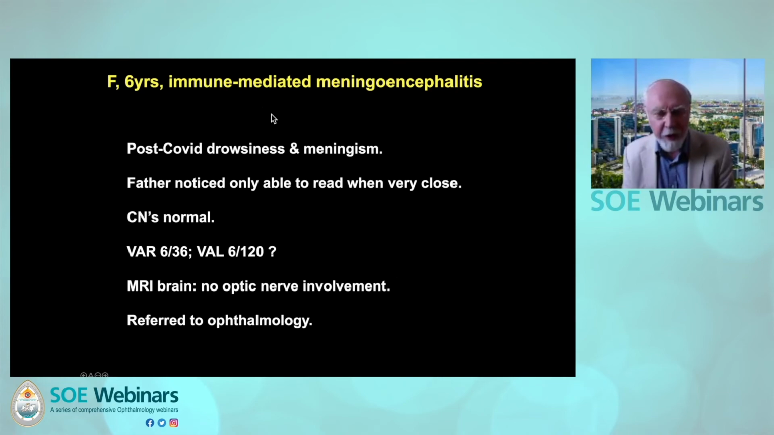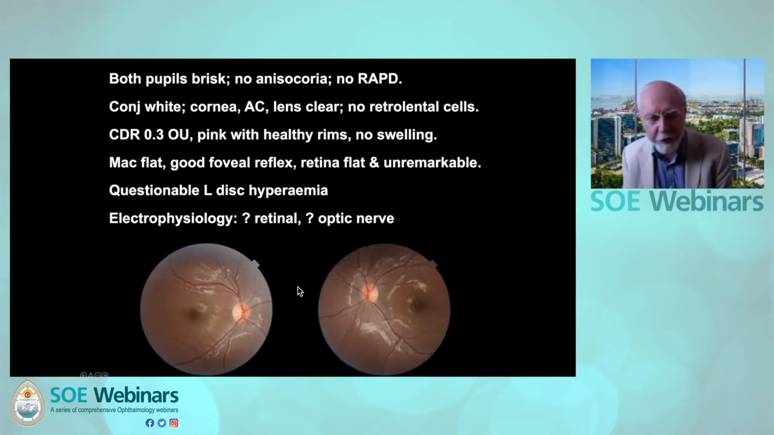And just to revert back to optic nerve disease, this is a 6-year-old with immune-mediated meningoencephalitis following COVID. The patient was noted by her father only to be able to read when holding things very close. Acuity was reduced. MRI showed no optic nerve involvement that was detectable and she was referred to eye. There was nothing much in the anterior chambers, nothing much to see in the retina, but there was a suspicion over whether the left disc was slightly hyperemic.